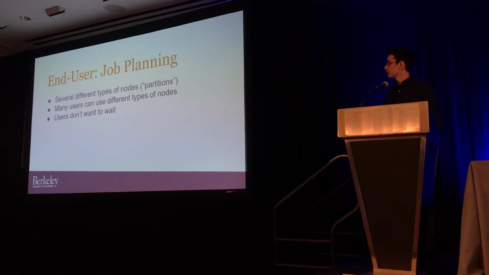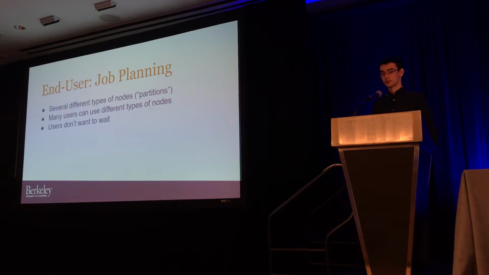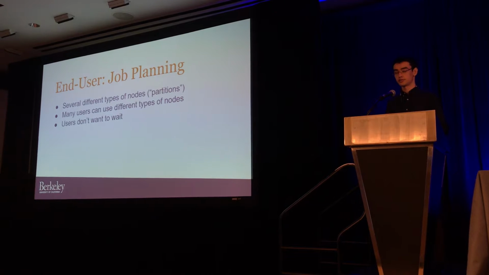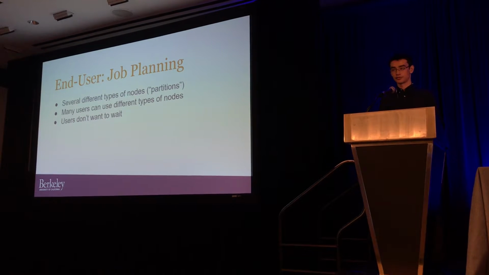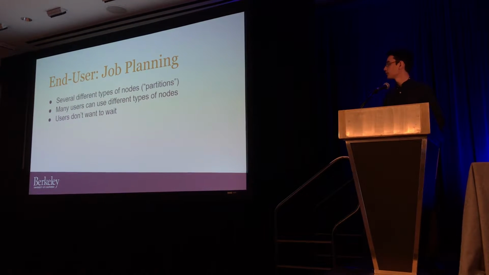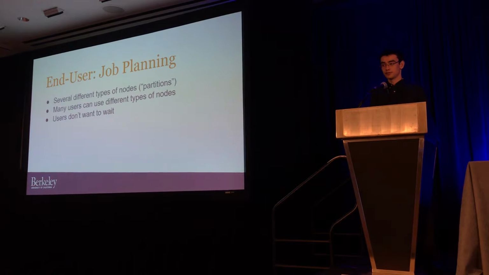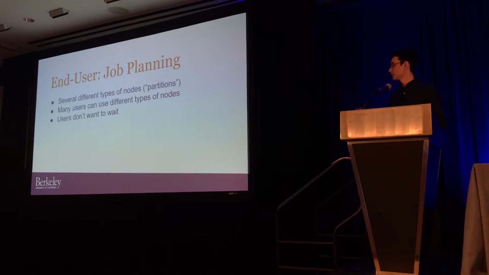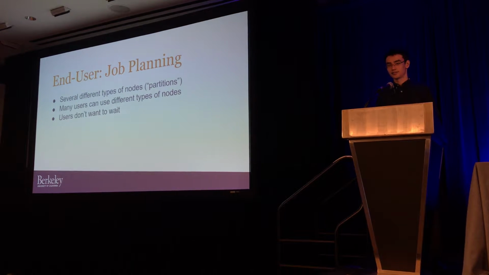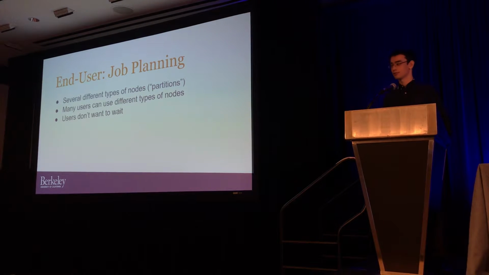So to help with the job planning stage, as I mentioned, there's several different types of nodes. In a lot of cases, users could use multiple different partitions, as we call them. For example, if they're just running a CPU job, they could use an older generation of hardware we have or the newer generation. Perhaps the newer generation would run faster, but it might have a longer queue. So at the end of the day, users just don't want to wait. If you can use the older hardware and stay in the queue for less time, that's an advantage because you might end up actually finishing your job first.